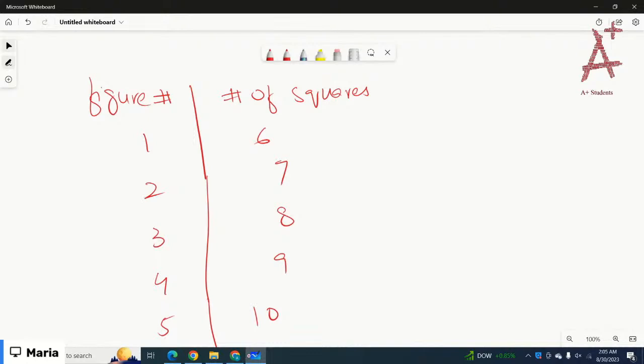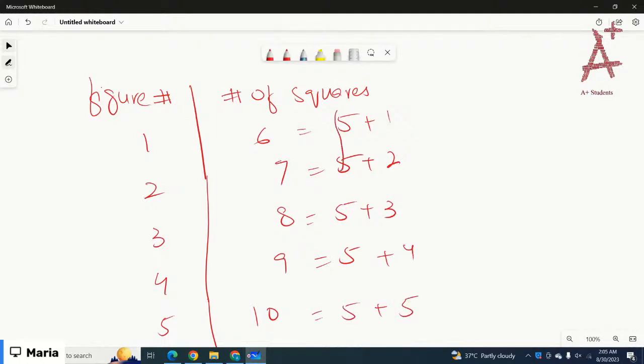So you have to write down the mathematical expression, right? So how do you write the mathematical expression? Here you have 5 plus 1 makes 6, right? 5 plus 2 makes 7. 5 plus 3 makes 8. 5 plus 4 makes 9, and 5 plus 5 makes 10. You can see this 5 is common for everyone, right? And these are the values, exactly like here.